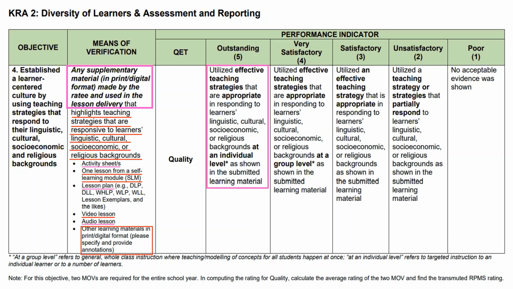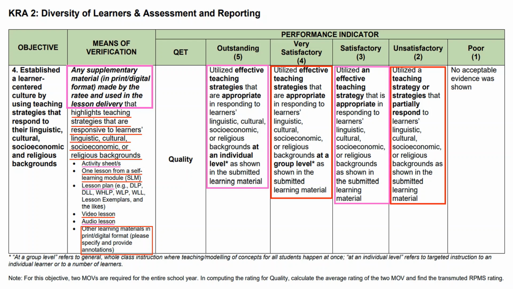To get 5, you have to utilize effective and appropriate teaching strategies at individual level. 4, if you utilized effective and appropriate teaching strategies at group level. 3, if you utilized one effective teaching strategy. 2, if you utilize teaching strategy or strategies that partially respond to learners' linguistic, cultural, socioeconomic, or religious backgrounds as shown in the submitted learning material.